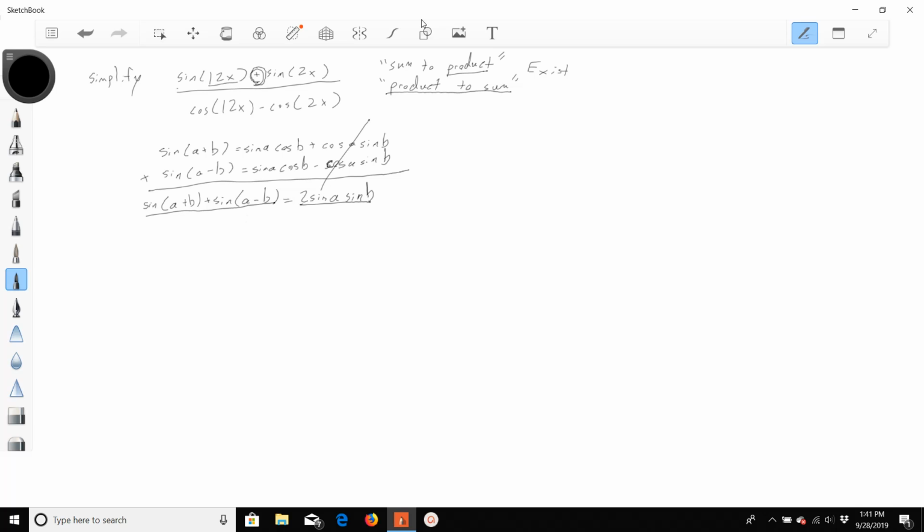And we're going to use this formula to get to the sum to product formula. So we got the product to sum formula. We're going to use that to get to the sum to product formulas. And I'll go over this all again so it makes sense.